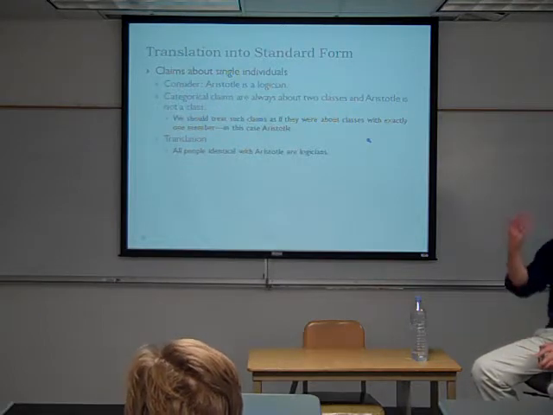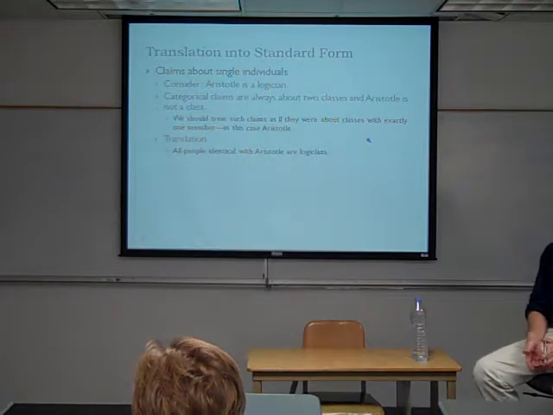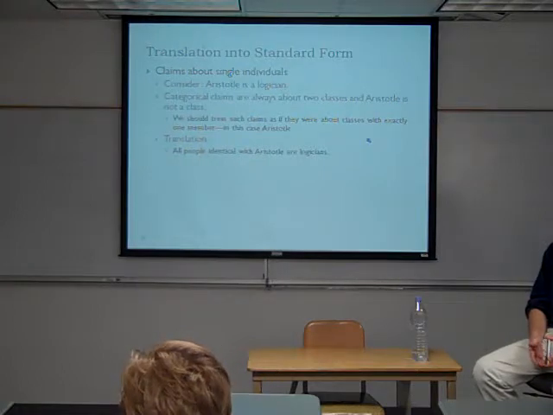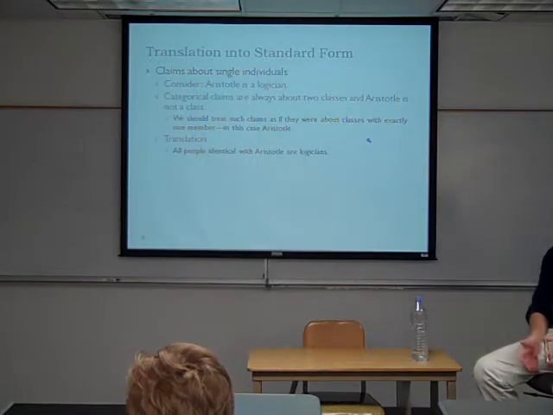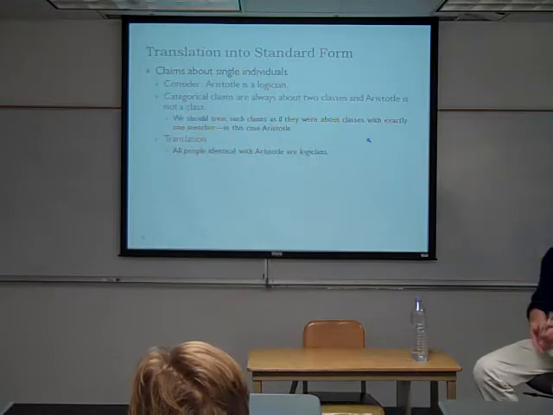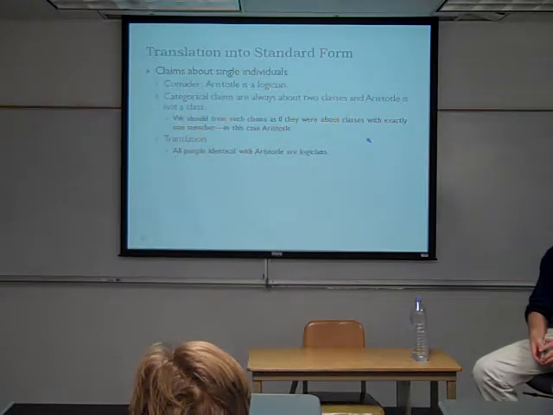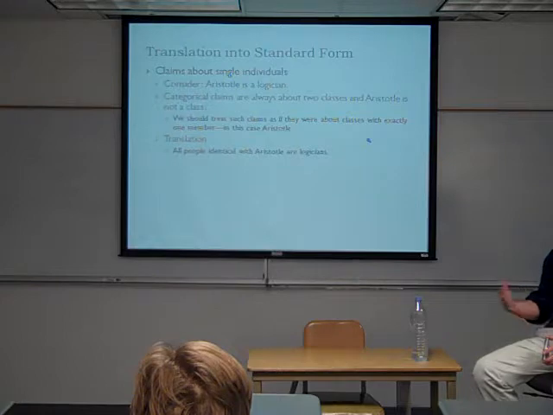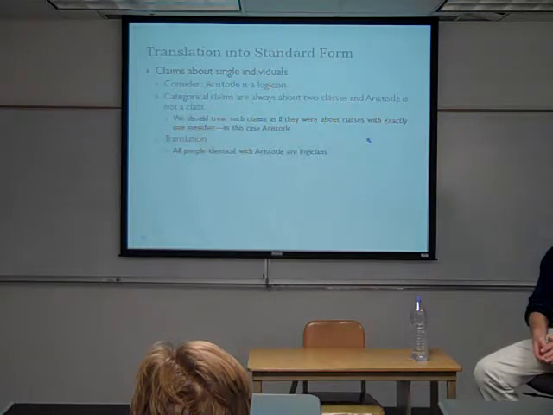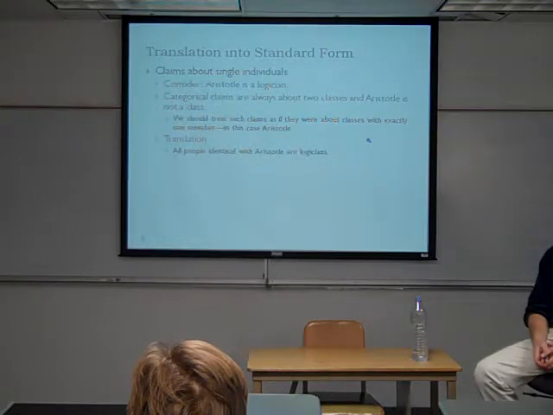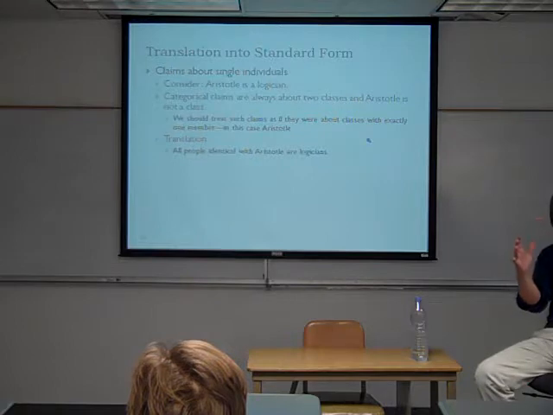So if we make a statement about ourselves, all people identical with Kalen are X, Y, or Z. That's how we create a class out of a single individual. So keep that in mind. In order to translate statements into standard form of categorical claims, you're going to have to create a category or a class. When you're referring to times, you're going to create a category referring to times. When you refer to single individuals, you're going to refer to a category of people that are identical with that individual.